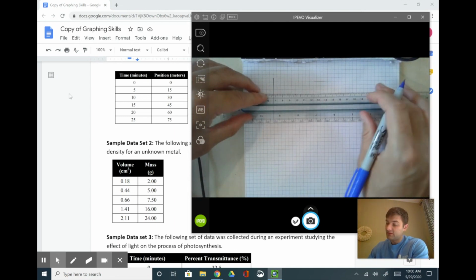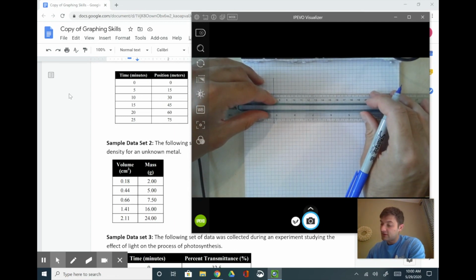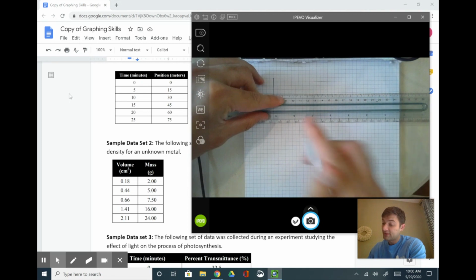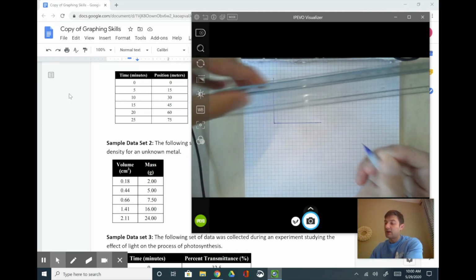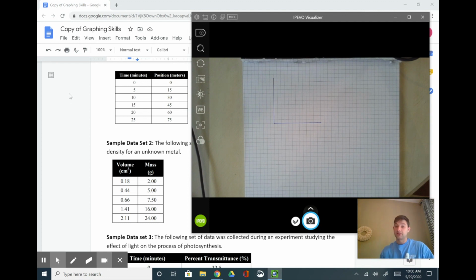Because again, the goal is they already have the information. They're just trying to make it look prettier, I tell them, so they're able to read the information more easily and accurately. And as you can see, I'm using a ruler and graph paper, making it pretty straight. Now, I'm not going to talk through every little thing you need to do, but I'm going to show you something that happens more often than not when I do this lab with my students.